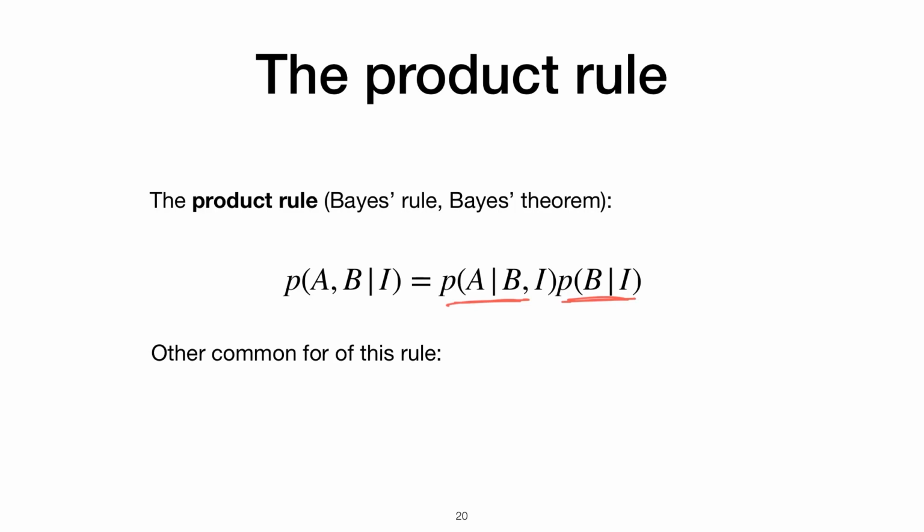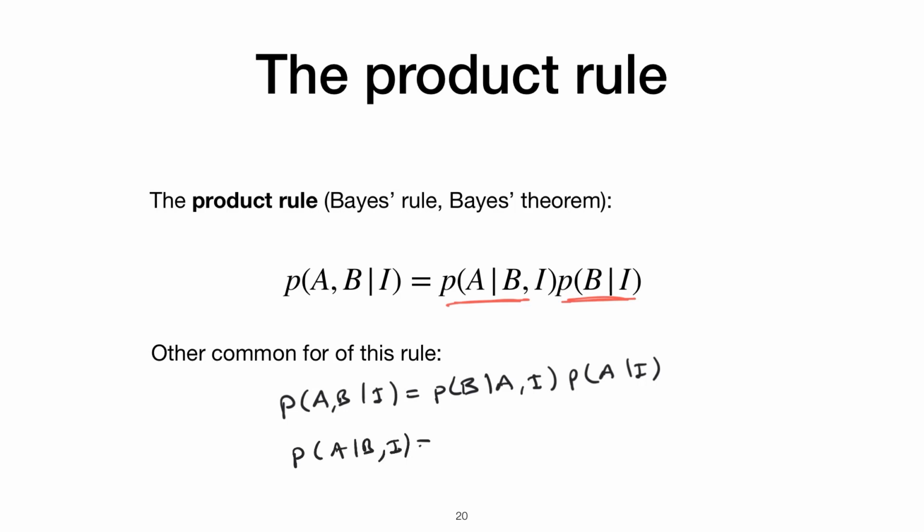In particular, you can write it swapping A and B. So the probability of A and B given I is the probability of B given A times the probability of A given I. Nothing fancy here, we're just swapping A and B. But there is also another way that's very popular, and this is the following. The probability of A given B is the probability of A and B divided by the probability of B. Of course, this just comes from the first equation by rearranging the terms. Take a little bit of time to meditate on this.